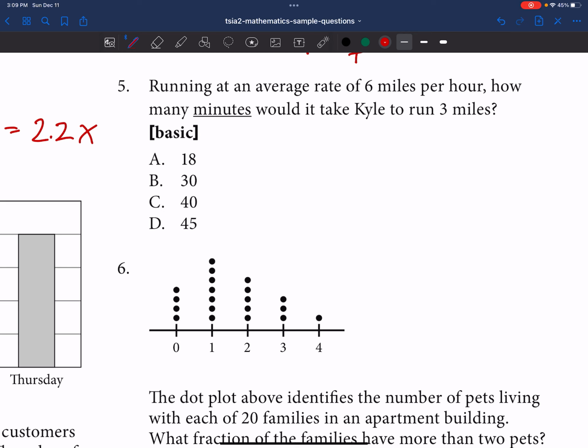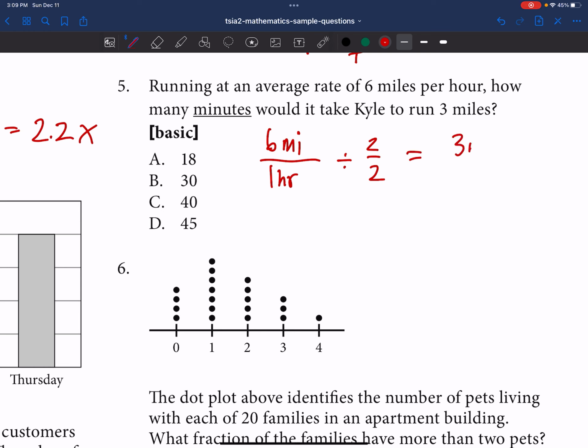Well, if I'm doing, let's see, it's 6 miles per 1 hour, which means if I'm running 3 miles, if I divide by 2 over 2, essentially you're thinking about cutting. If he's running, how do I explain? His average rate is 6 miles an hour. So cut that in half. That's his average rate for 3 miles, right?